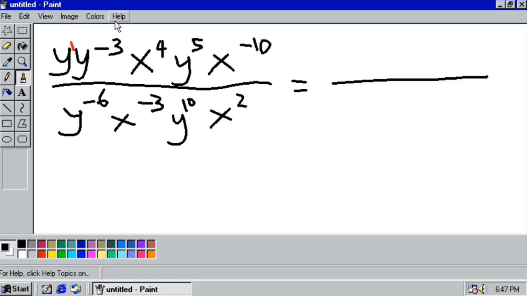So we're gonna add the exponents that have the base of y. So 1 minus 3 is -2. -2 plus 5 is 3. So let's have 3. Now let's do the same for x. So 4 plus -10 is -6. So that is our numerator. Now let's have the denominator. So let's have y and x, and we'll just find the exponents. So -6 plus 10 is 4.